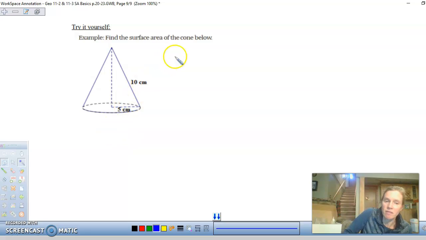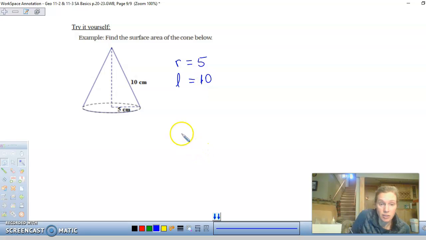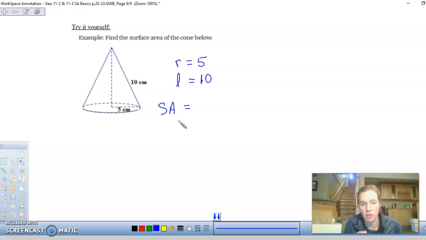Going through one example of that. So identify the variables here. So we have a radius of 5. We have a slant height of 10. And then you're just going to plug into that formula. So please pause and plug in and find an answer in terms of pi.